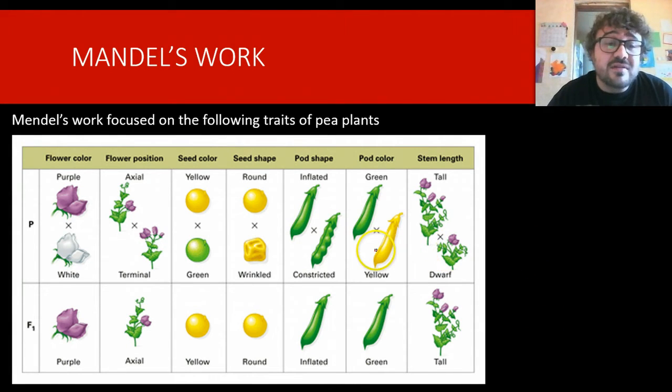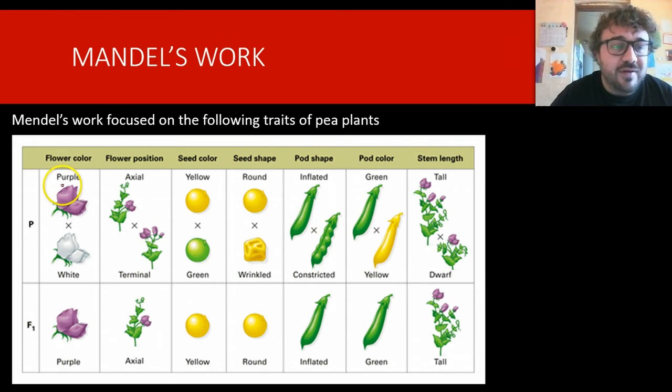Now, Mendel actually looked at 6 traits. He was a monk, by the way, from the 1800s. We'll talk more about him in class. He looked at flower color, flower position: is it axial, so over here, or is it terminal, on the end of the stem? Seed color, seed shape, round or wrinkly. Pod shape, inflated or constricted. Pod color, green or yellow, or were they tall or short or dwarf?